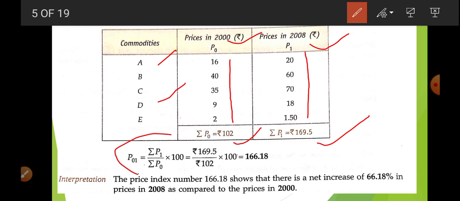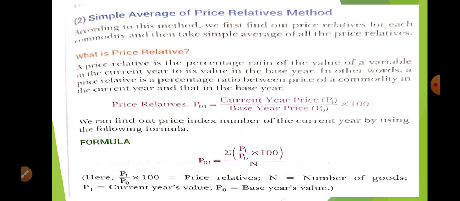Now this is the equation. Okay, we are going to put all these values. So sigma P1 is 169.5 and sigma P0 is equal to 102. When we do the calculation, we get 166.18. What does it mean? It means that there is a net increase in the price in 2008 that is equal to 66.18. Okay.